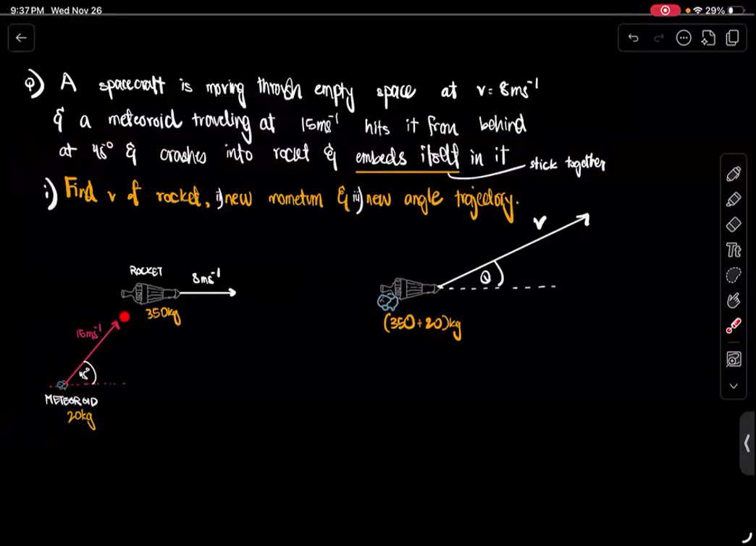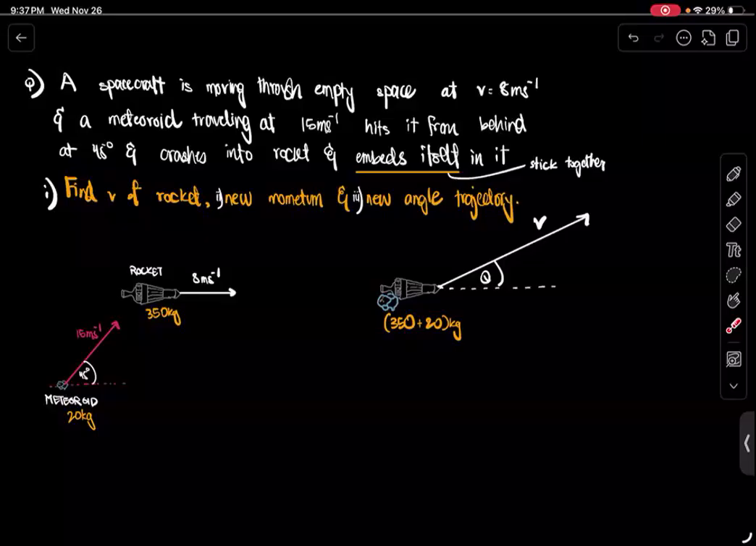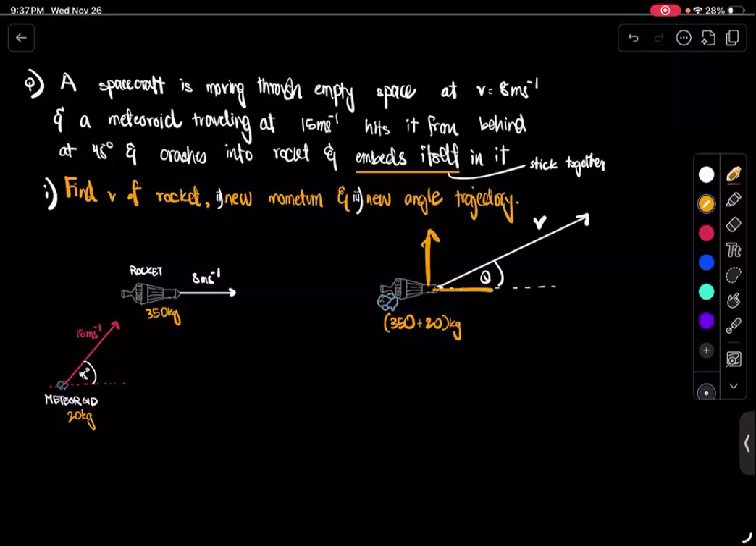Because the meteoroid hit at an angle, the new velocity is also going to be at an angle. You took the momentum from the meteoroid, and the meteoroid gave it a little bit of upward momentum as well, which is why the rocket and the meteoroid are going a little bit up and a little bit right. Why? Because momentum is conserved in vertical directions as well as the horizontal direction.